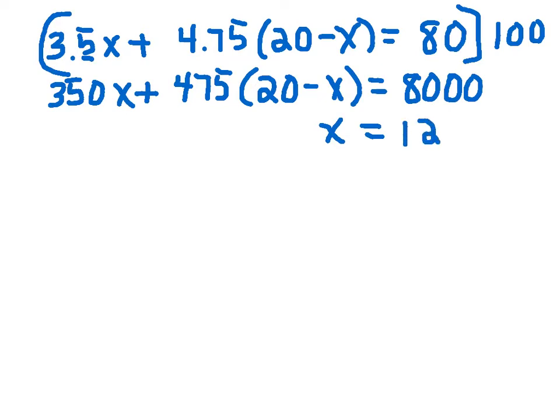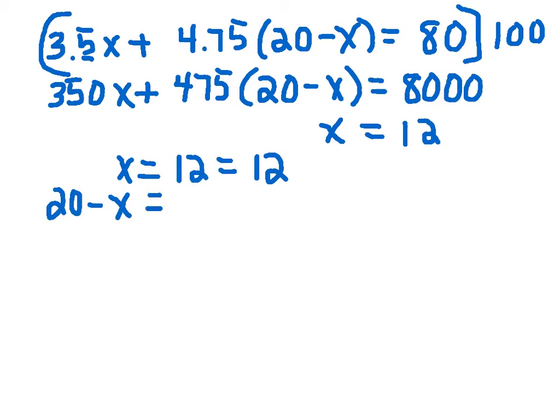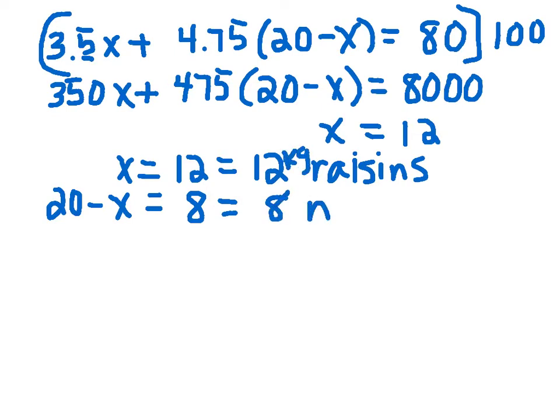We said that x was going to represent the number of raisins. So x equals the raisins, 12 kilograms. And we were looking for a total of 20, so 20 minus x is going to equal 8. These are the raisins, and these are the nuts, in 8 kilograms. Okay, so that's one whole type of problem.